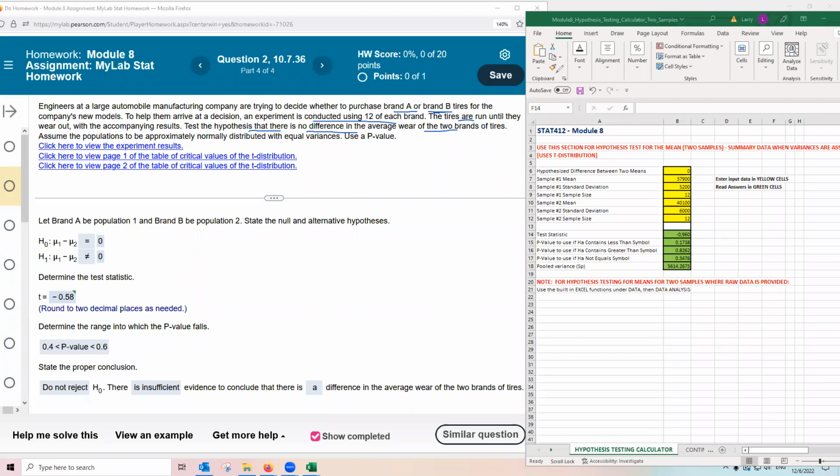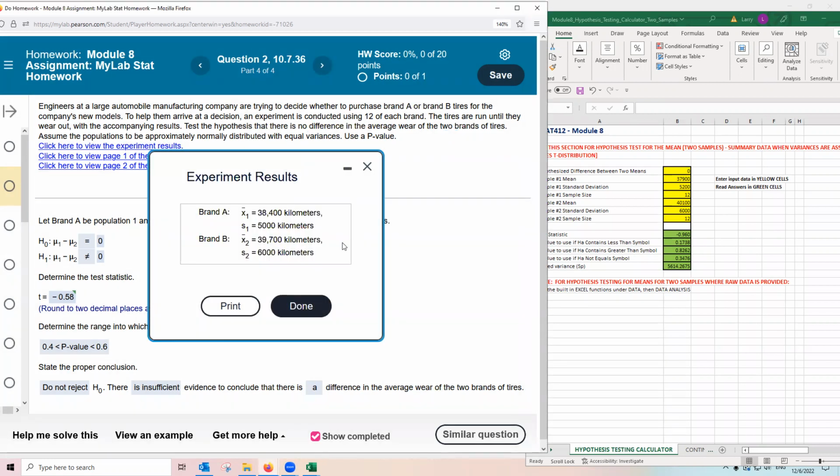Let me click on this link and see what the sample data looks like, because I want to know, are they giving me raw data or are they giving me summarized data? If I notice here, this is summarized data, because for the 12 tires, they've already calculated the mean for me. It's not like they're giving me 12 numbers.